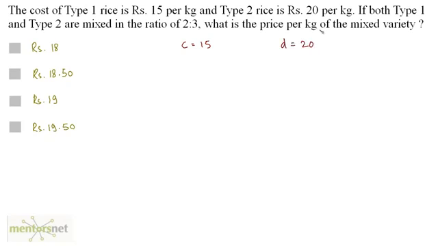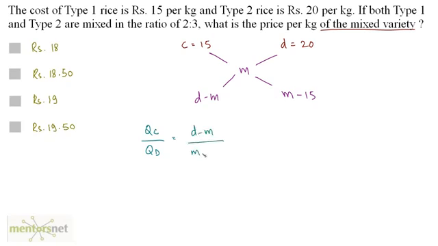Now we want the mixed variety's price. Let it be M. So on the right hand side I have M minus 15, and on the left hand side I have D minus M. Right. So according to alligation rule, the quantity of the cheaper upon the quantity of the costlier is equal to D minus M upon M minus 15. Oh, we didn't put the value of D here, so this should be 20 minus M. And this ratio is given to us. QC by QD is basically 2:3.